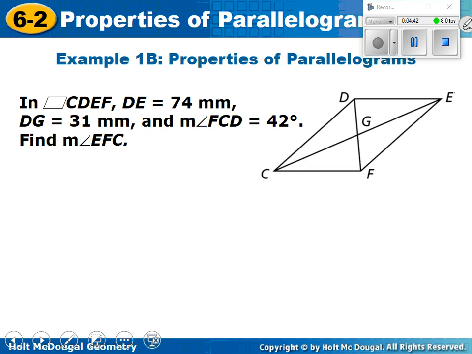All right, next one is the exact same picture. This time we're looking for EFC. So I'm going to relabel what we wrote on our picture a while ago. FCD was given to be 42 degrees. DE was 74 millimeters, and DG was 31 millimeters. So relisting that information, now we're looking for EFC. How can we find EFC?